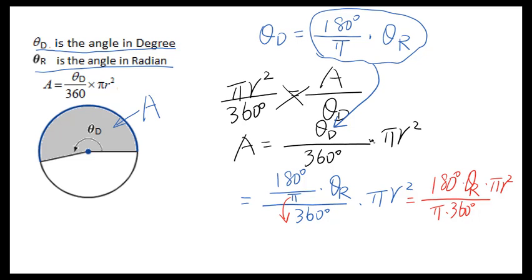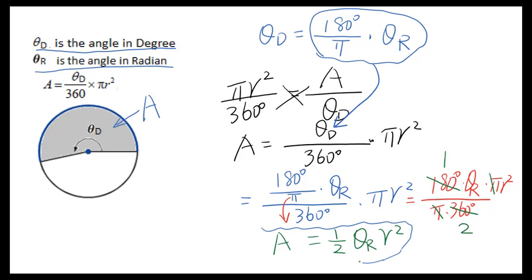Then we can reduce 180, 360, that is 1, here's 2. Then pi is gone. So we have 1 over 2 times the central angle in radian, then r squared. This will be the sector area when the central angle is given in radian.